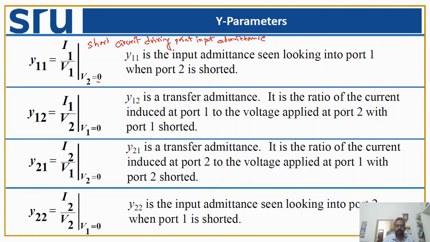So y11 is the short circuit driving point input impedance seen looking into port 1 when port 2 is shorted. And how can we name y21? Again, V2 is equal to 0. It's a short circuit.